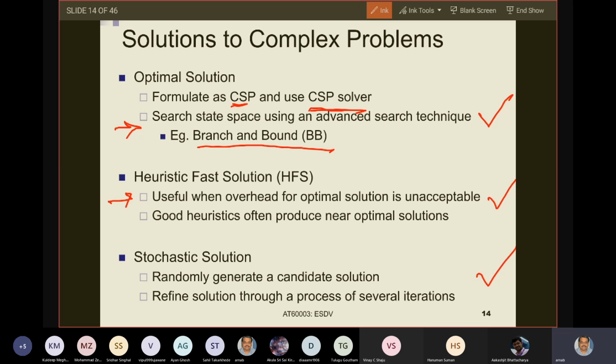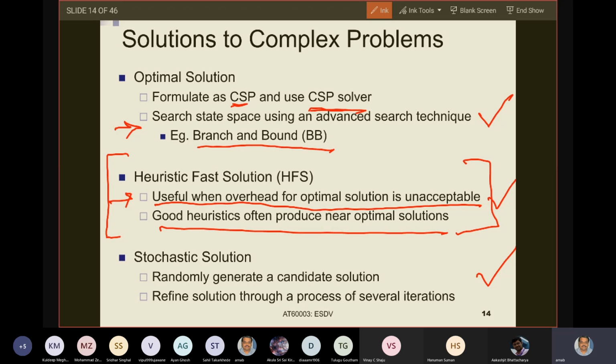sufficiently good. For those cases, you use heuristic fast solutions, which do not give you optimal solutions, but are useful when the overhead for an optimal solution is unacceptable. Good heuristics often provide near optimal solutions. We will see one good heuristic fast solution to the hardware software partitioning problem.